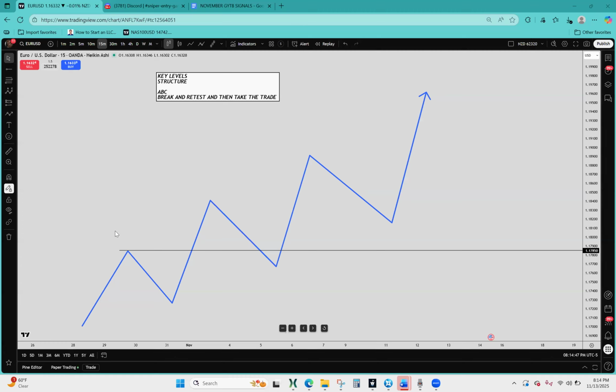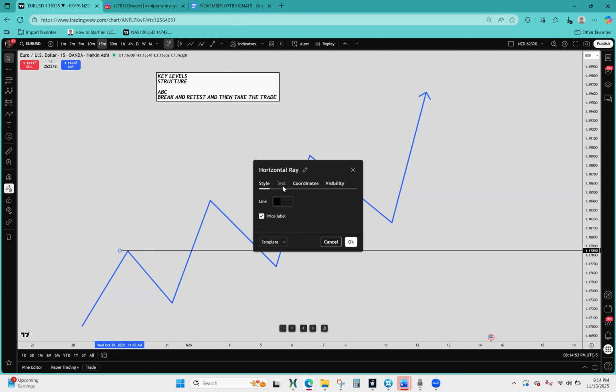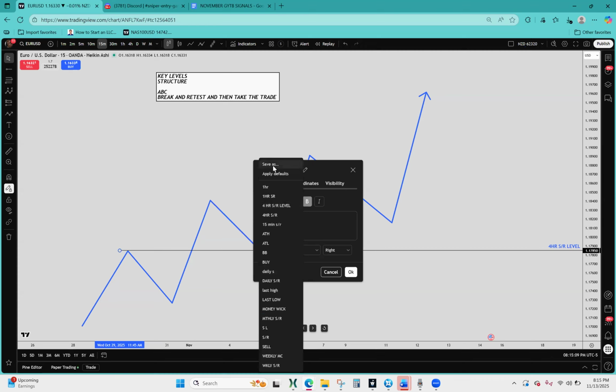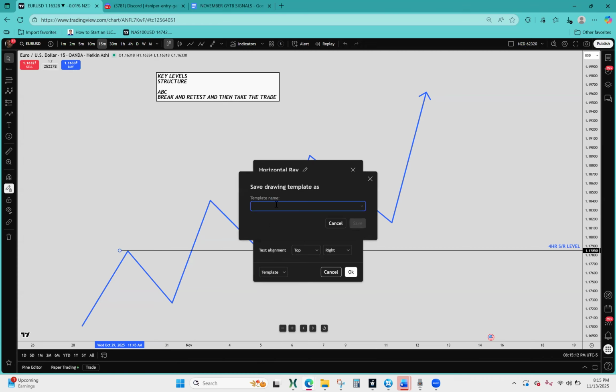But part of the homework I said was take your horizontal ray. You're going to go into the settings and you're going to label it. Right? I told you guys to do this on the 4 hour time frame. So you should write 4 hour S/R level. Then the next step is you go to template, you click save as, right? And you type 4 hour. I already have it saved, right? But I would click save. It says, do you want to replace it? Sure, it's the same thing, right?